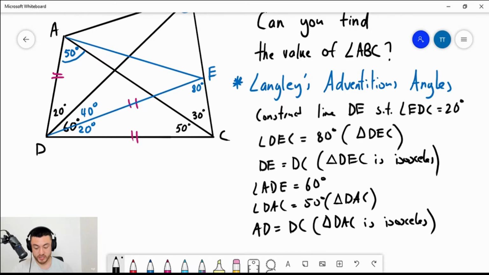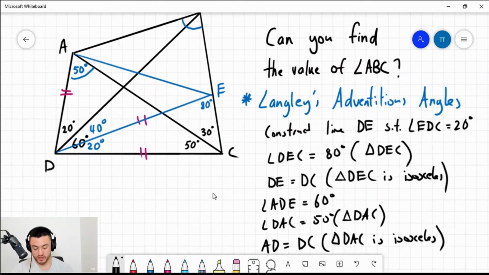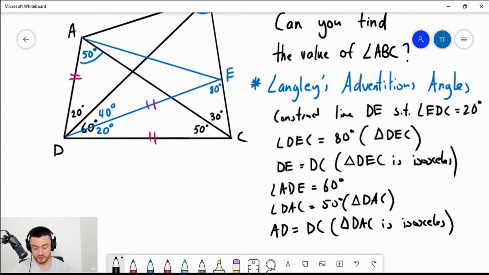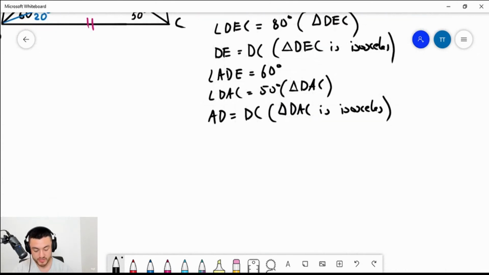So now we can conclude that DE is equal to DA as well. So we have three of these lines that are equal. So let's just write that. DE is also equal to DA.